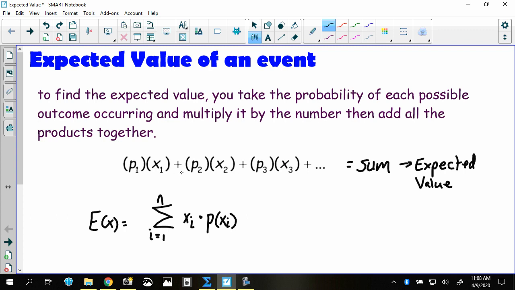So that's what this is doing, going from 1 all the way to however many you end up with. And you multiply the probability to the value and then add them together. And that will give you your expected value. So let's look at an example.